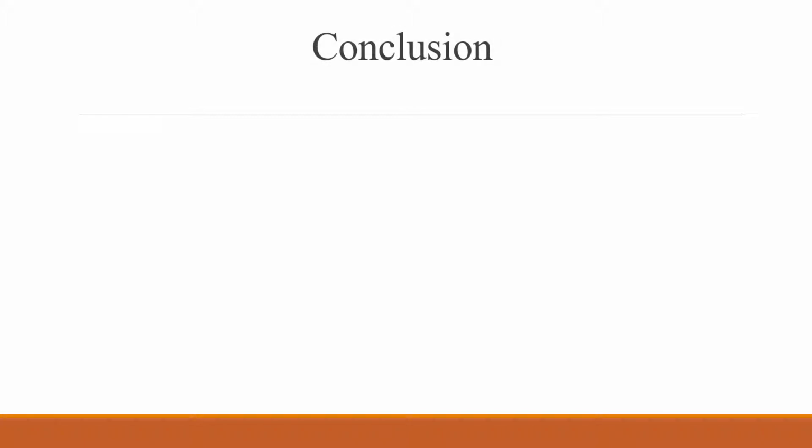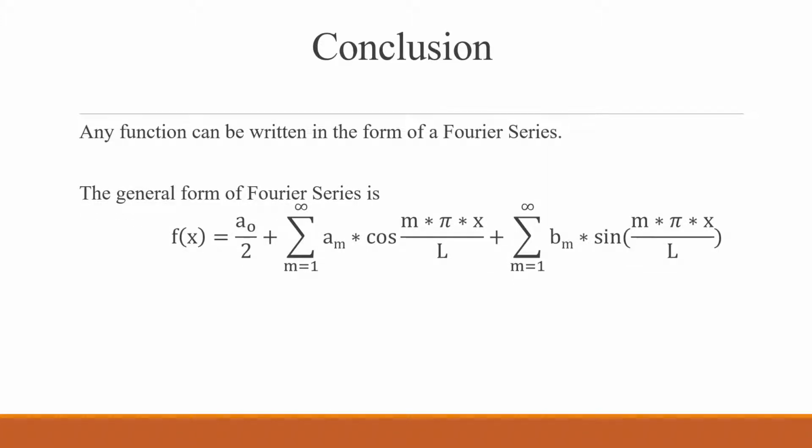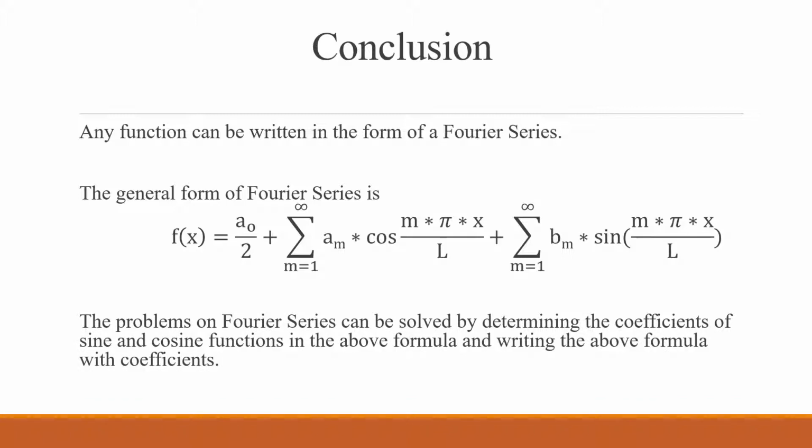In this presentation, we observed that any function can be written in the form of a Fourier series. We also saw that the general form of Fourier series is given by this formula, which says f of x is equal to a naught over 2 plus sigma am times cosine of m pi x over L plus sigma bm times sine of m pi x over L, where m goes from 1 to infinity. The problems on Fourier series can be solved by determining the coefficients of the sine and cosine functions in the above formula and writing the above formula with the appropriate coefficients. The values of appropriate coefficients a0, am, and bm can be determined by using the formulas given in this presentation in earlier slides.